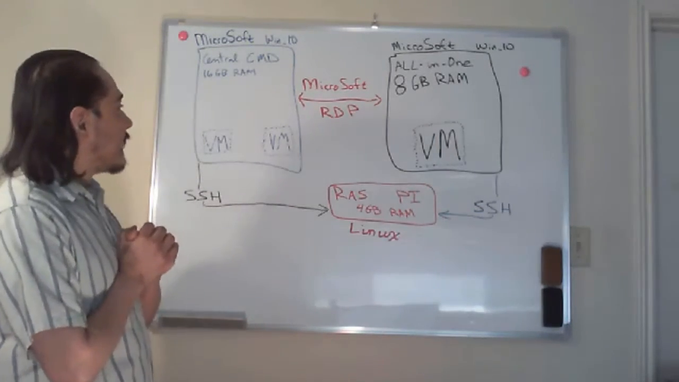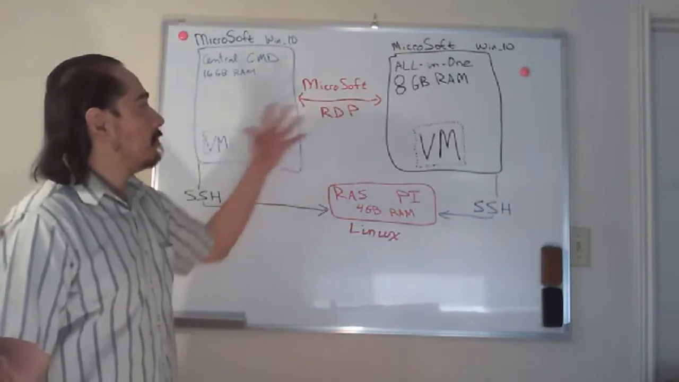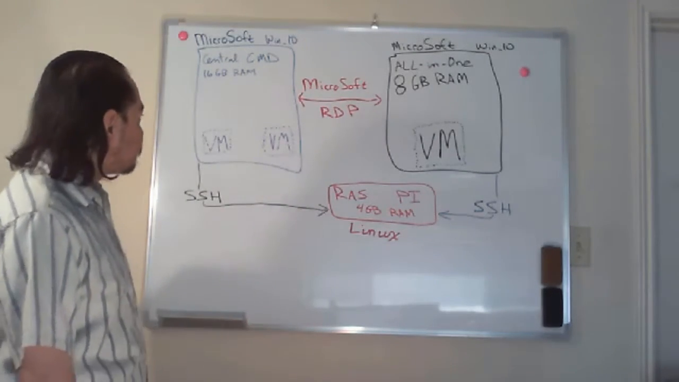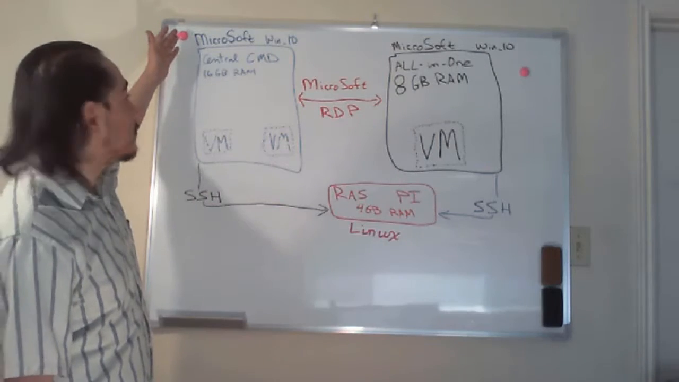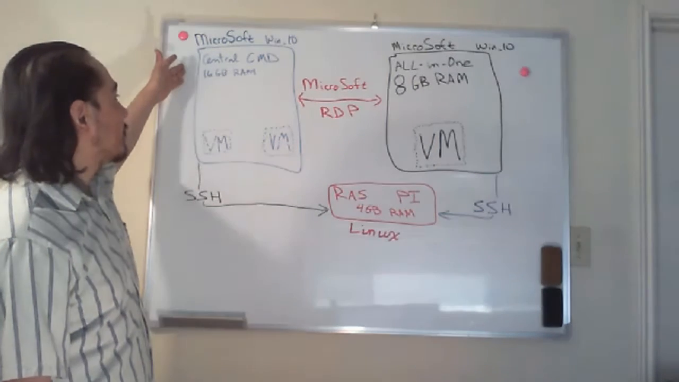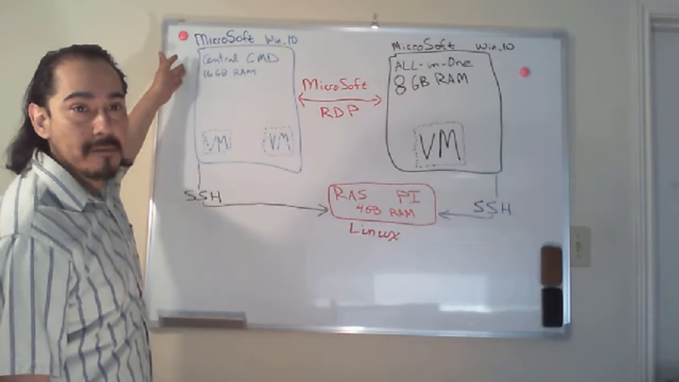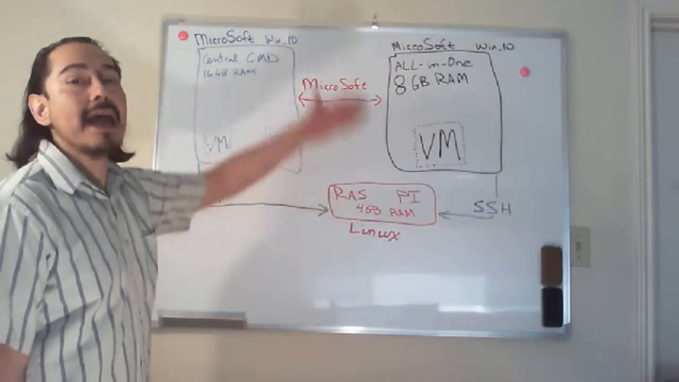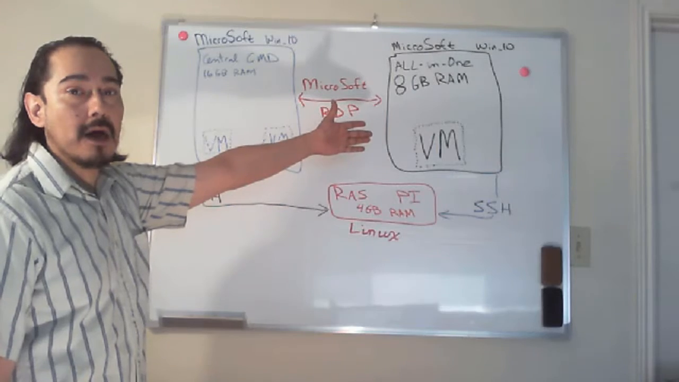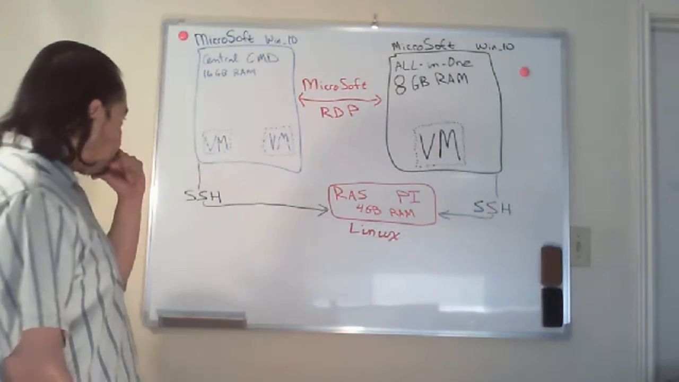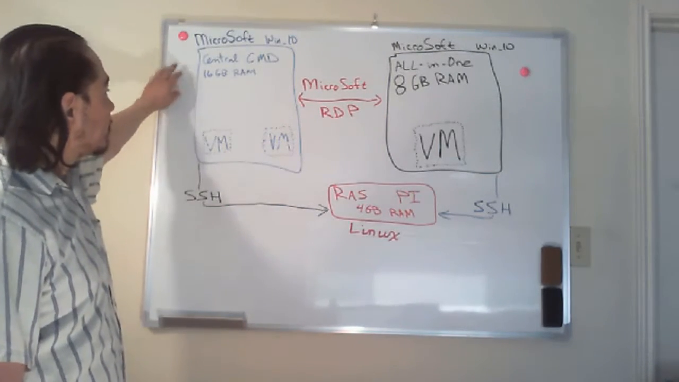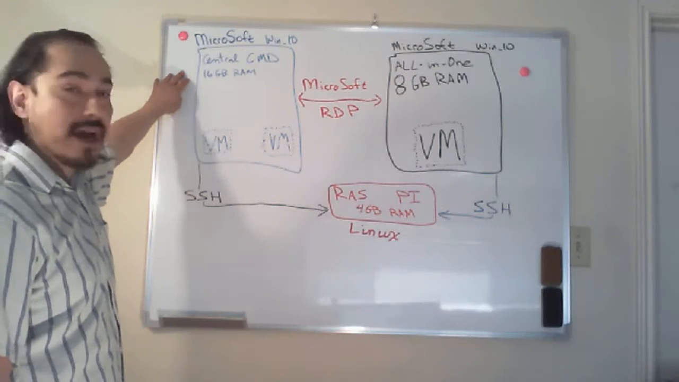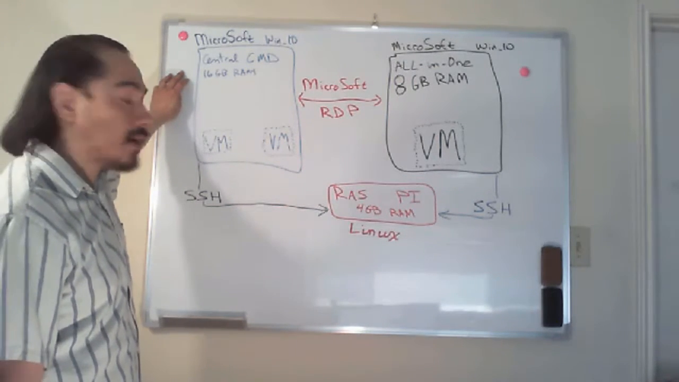Okay, I basically have three independent boxes, machines. One of them is a Microsoft Windows 10. I call it Central Command. I may refer to it as Central Command in order to differentiate it from other machines, like the Raspberry Pi and my all-in-one Windows 10 machine. So Central Command, it's a big boy, and it has 16 gigs of RAM. It's my main tower. It's the one I'm using right now at the moment.